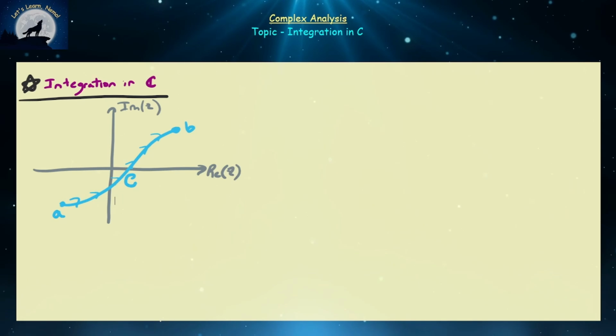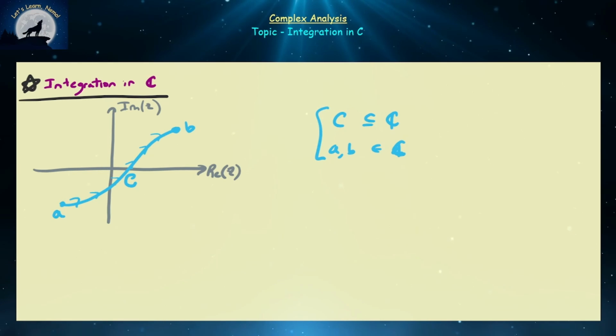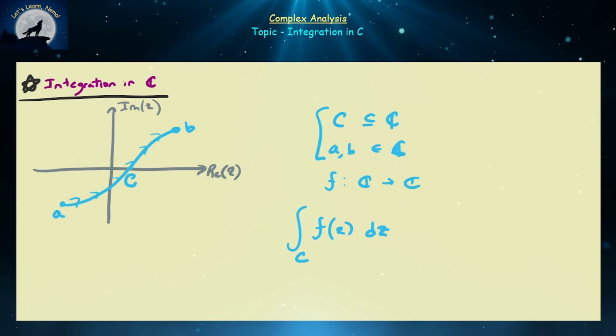So let's assume that we have some path C that's a subset of the complex plane, and let's assume that A and B are both complex numbers. What we want to do is integrate some function. Let's assume that f maps C to C, and that we want to integrate f along that path C with respect to z, where z is equal to x plus iy, which are the real and imaginary parts of z.